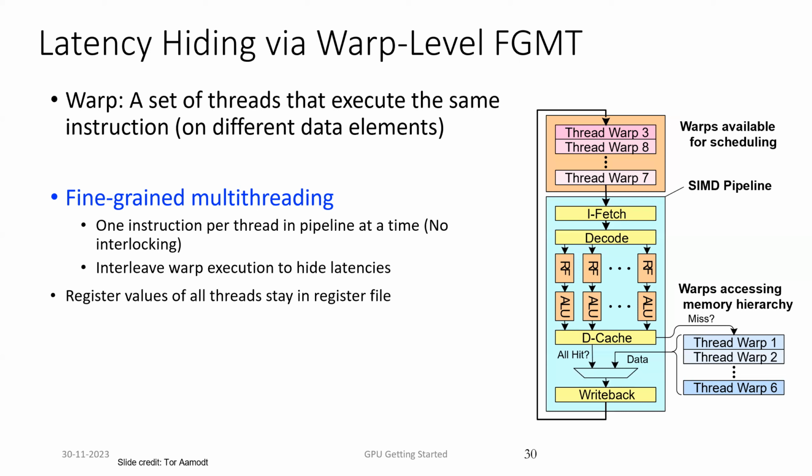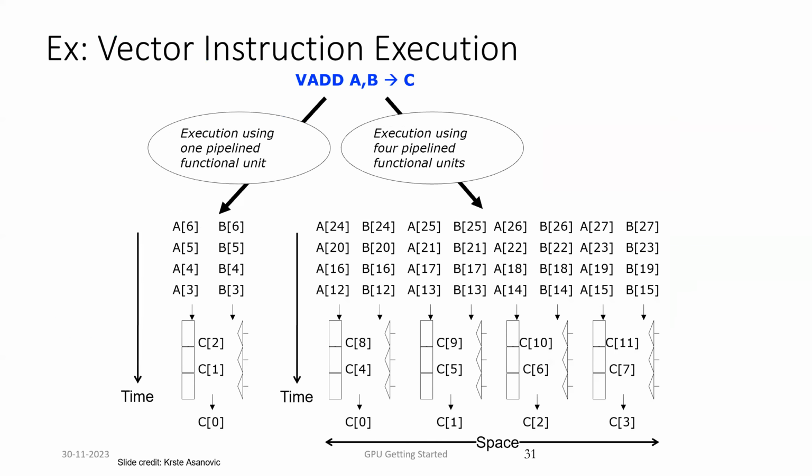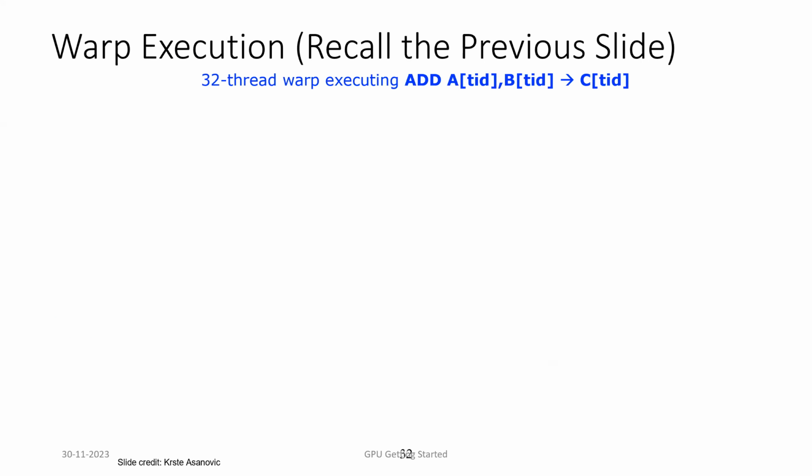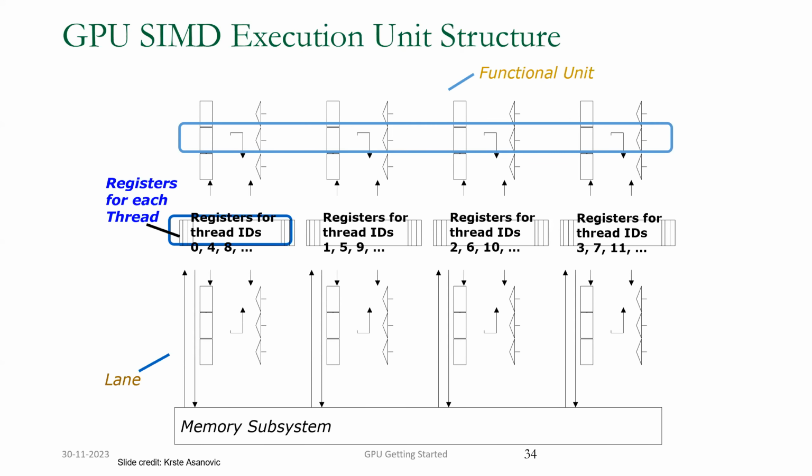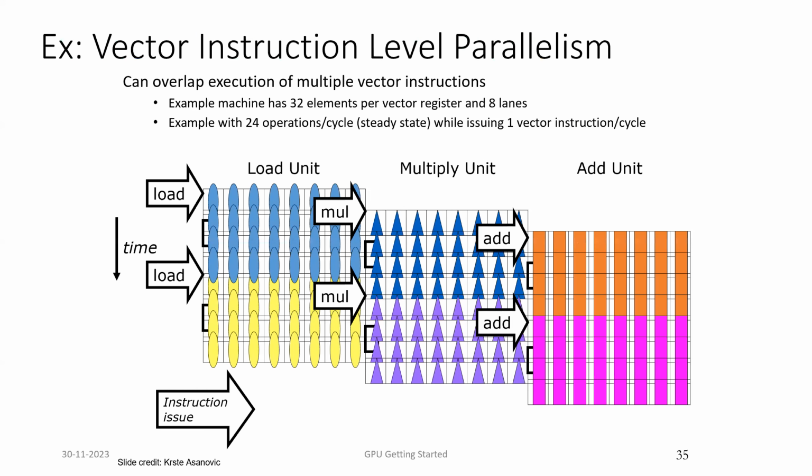So the entire warp can be moved out, and then when the data is ready, it will be moved back into the pipeline, right? Such management is also possible, right? Okay, again, in interest of time, I'll skip this. So this will help us to visualize how different warps are actually getting executed.